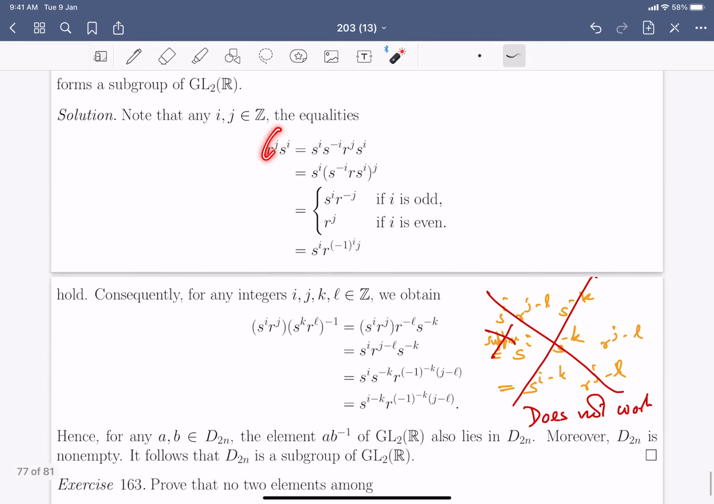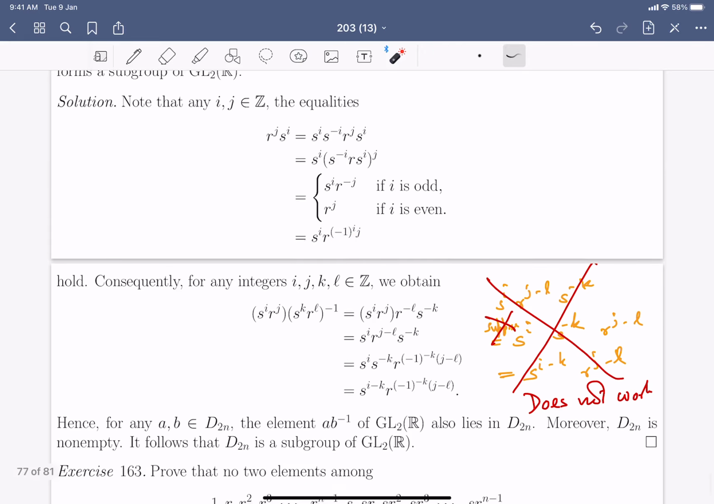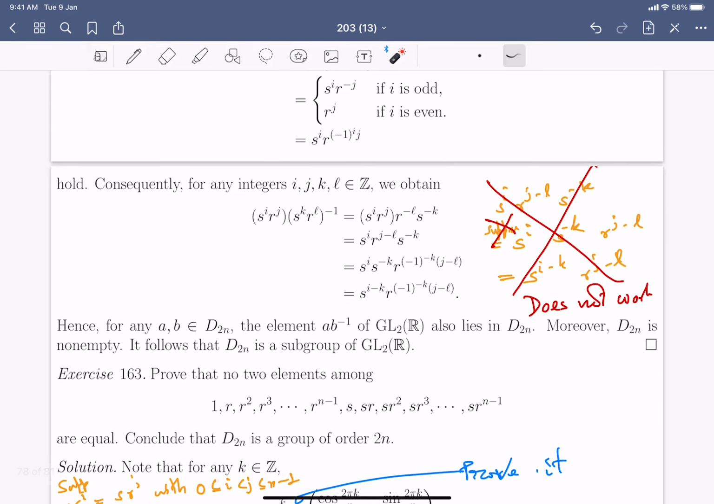Great. So we know how to interchange a power of R with a power of S. R power J times S power I is the same as S power I times R power, not J, just minus 1 raised to I times J. One can do all this computation. So R power this times S power this is the same as a power of S times R raised to the same integer multiplied by minus 1 raised to the exponent of S that we had here. So this becomes S raised to I minus K, and R raised to minus 1 raised to minus K times J minus L.